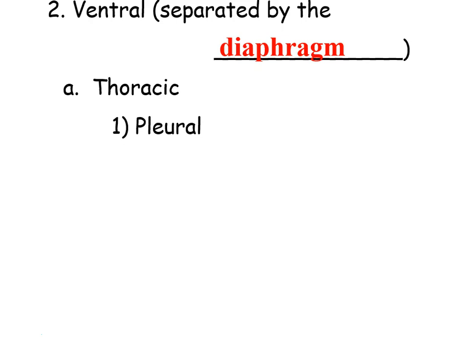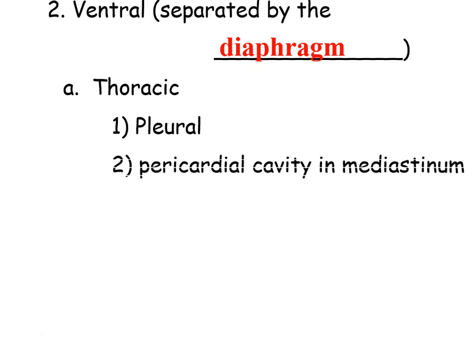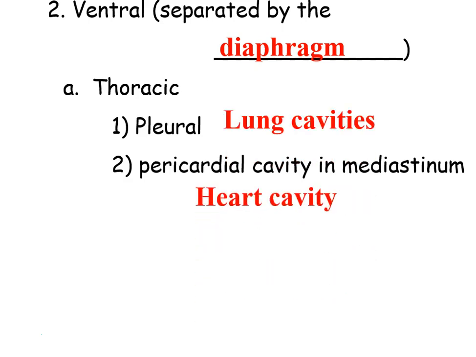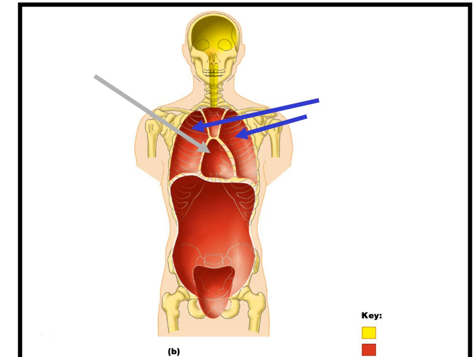We can divide the thoracic into the cavities that hold the lungs, plural, and the cavity that holds the heart, pericardial. And that pericardial cavity is in the middle of the thoracic cavity. The middle of the thoracic cavity is called the mediastinum. So lungs are in the pleural cavity, heart is in the pericardial cavity. Looking at this, the blue lines are going to the pleural cavities. The gray arrow is going to the pericardial cavity. And that area in the middle of the thoracic cavity is the mediastinum.